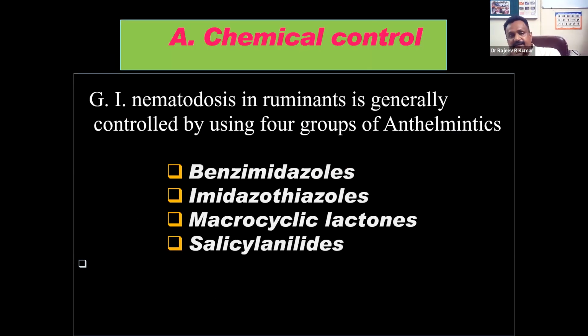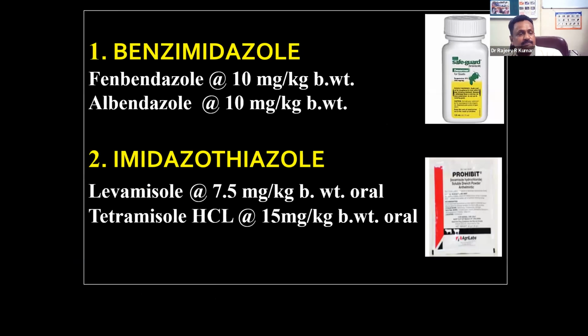So now I am going into detail. These are the different groups of drugs, or anthelmintics, effective against gastrointestinal nematodes: benzimidazole, imidazole, macrocyclic lactones, and salicylanilides. Among benzimidazole compounds, we generally use two: fenbendazole and albendazole. They are effective drugs, but nowadays these drugs are less effective due to the emergence of resistance. If a resistance problem is not there, then they are effective. We can use fenbendazole 10 mg per kg body weight and albendazole 10 mg per kg body weight through the oral route.